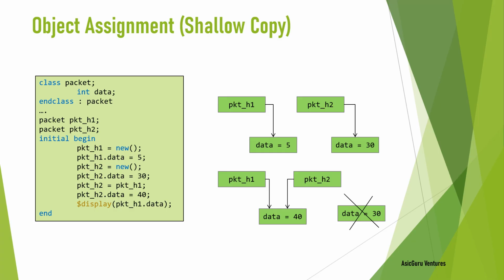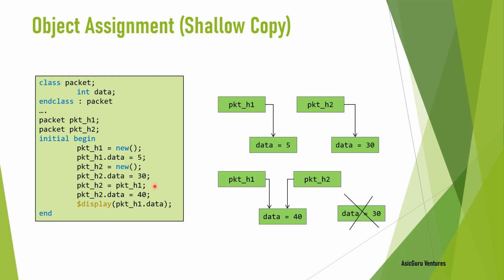This is an example of shallow copy. So we are taking the packet class again with only one property, that is data. We are creating two object handles, packet handle 1 and packet handle 2. Next, we are creating a new object and assigning it to packet handle 1 and setting its data value as 5. Next, we are creating a second object using packet handle 2 and setting its data value as 30. Now at this point, both the handles are pointing to two different objects. Next, we assign packet handle 2 equals packet handle 1.